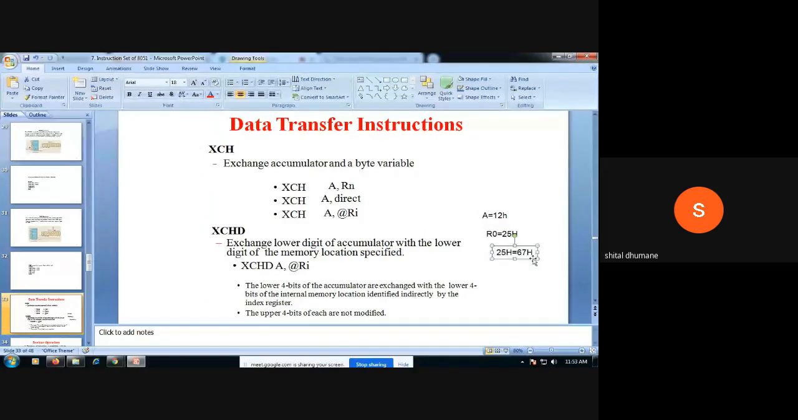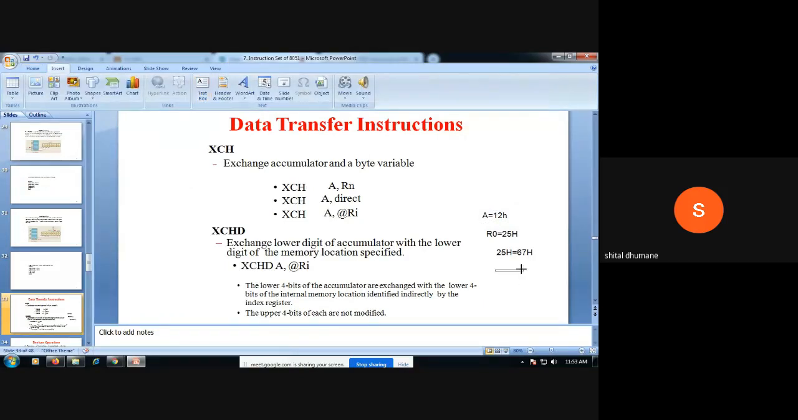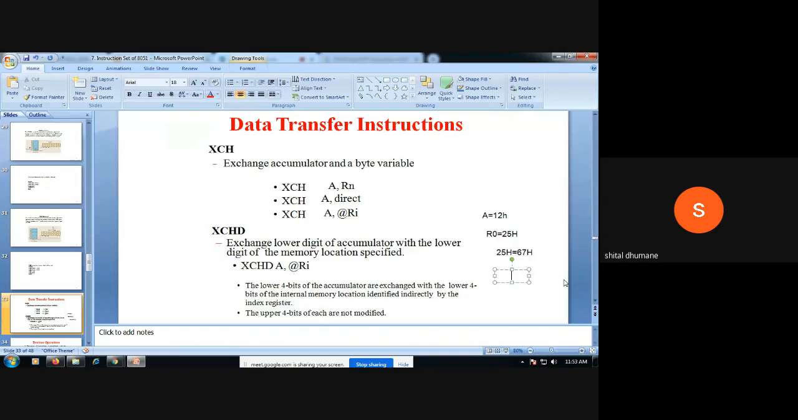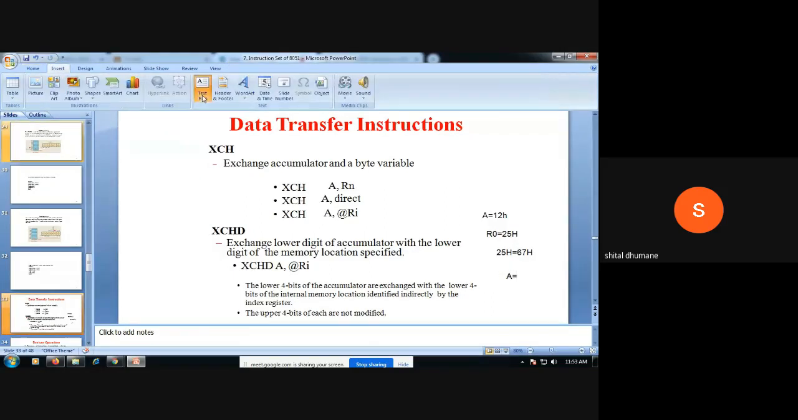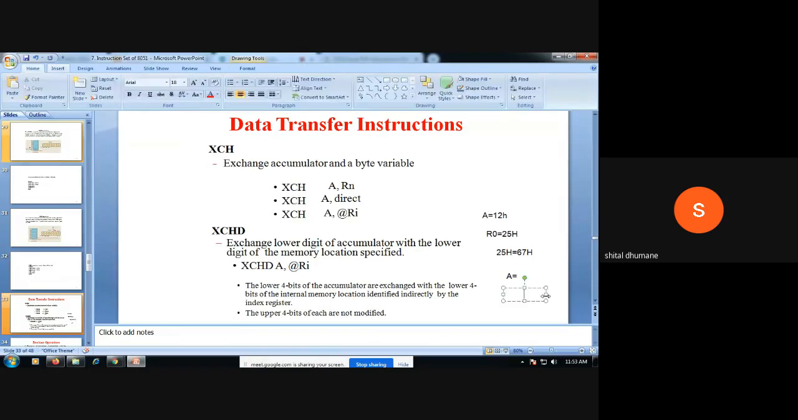So what will get exchanged? 25H is the memory location, and at that memory location I have the data 67. This data 67H will get exchanged with the contents of the accumulator, but only the lower nibble will get exchanged. So now tell me, after the execution, what will be the contents of the accumulator and what will be the contents of the 25H memory location? Anybody can answer.